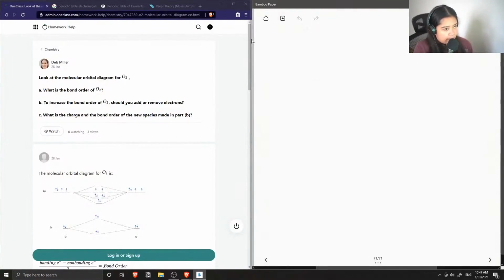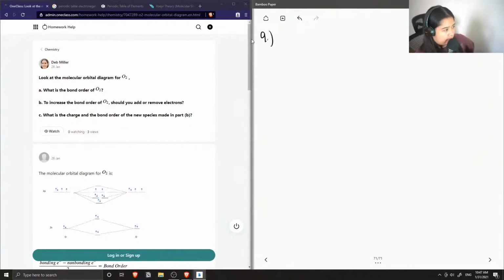Okay, so question number 9 is: look at the molecular orbital diagram for O2. What is the bond order? To increase the bond order of O2, should you add or remove electrons? And what is the charge and the bond order of the new species made in part B?